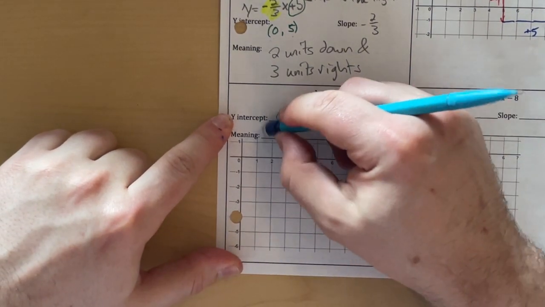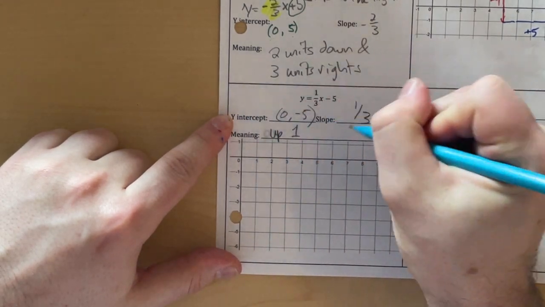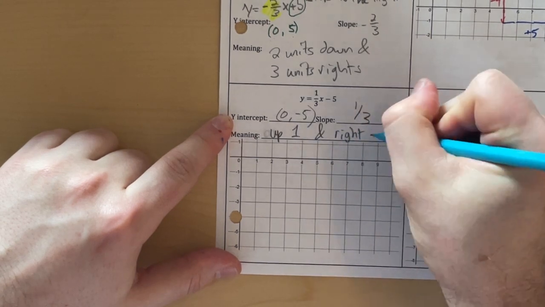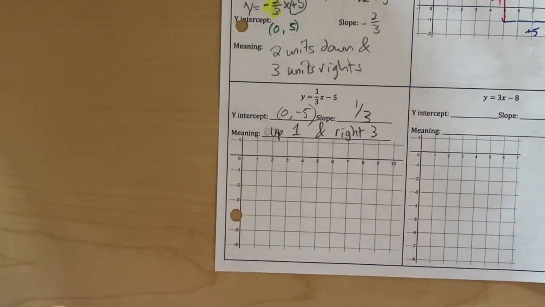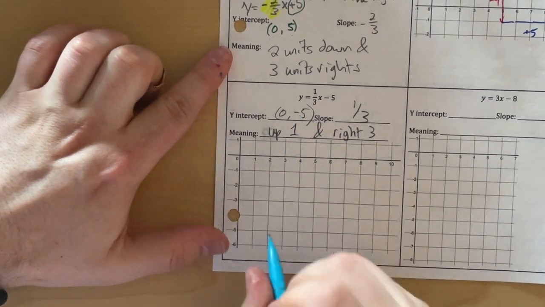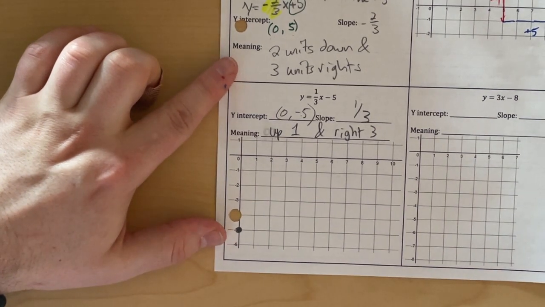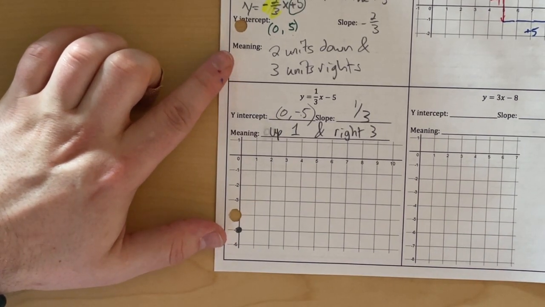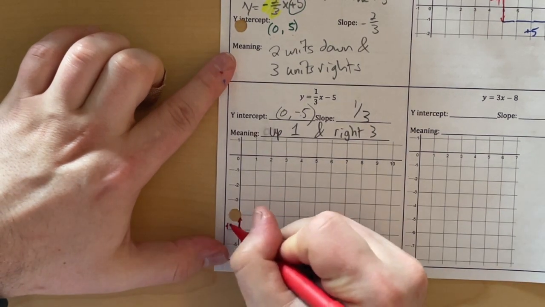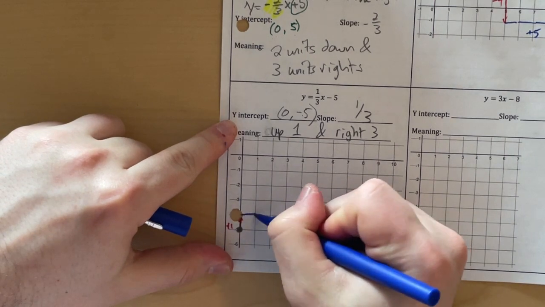Let me actually write it like this. So I move up 1 step, and I move right 3. So that's going to be our pattern for this. Make sure you can plot that point first. So the y-intercept is going to be (0, -5). And then I can go, let's say, how many do I go? I go up 1. So that's +1. And then I can move to the right 3. So I have 1, 2, 3.